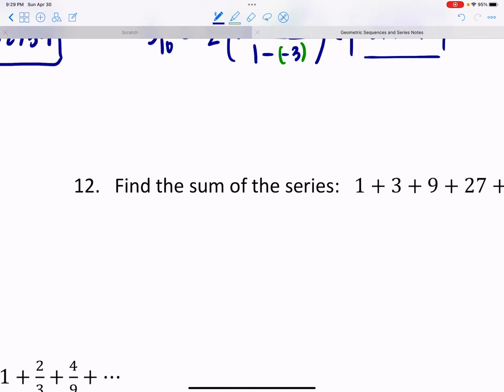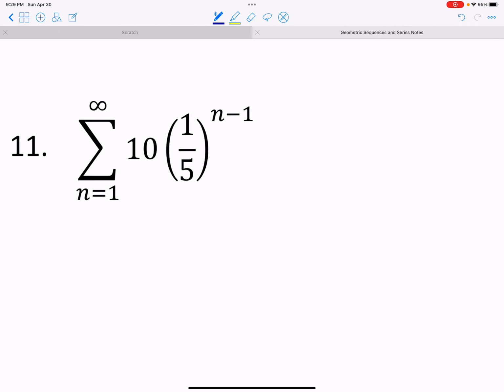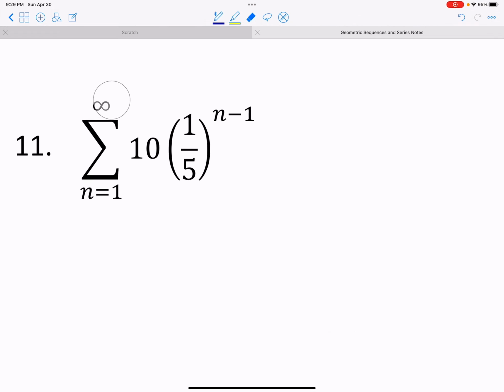Okay, let's look at the next one. So a little detail here, right? This is an infinite series that we're trying to evaluate. We can only evaluate an infinite series if it is convergent.